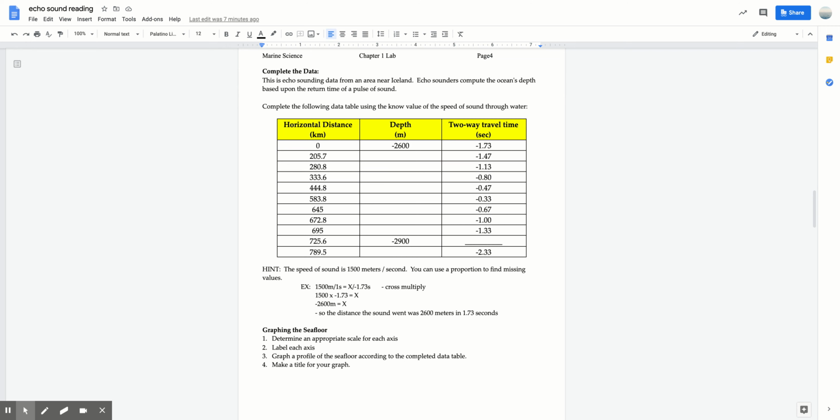Once you have your data in place, you're going to be making a bathymetry chart, or the ocean depth chart. To do that, you have to graph the distance from the start. Here's your distance, versus your depth, and that's going to give you a profile. As it says, to graph the seafloor, you're going to determine an appropriate scale for each axis. Let's quickly take a look at that.